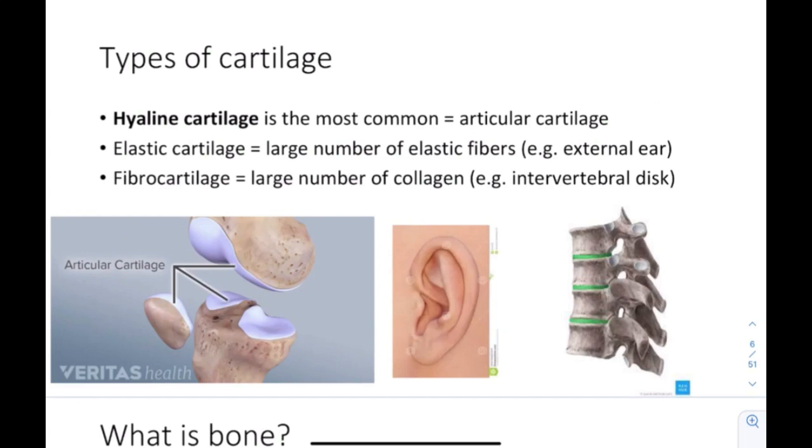Okay, so the types of cartilage include the hyaline cartilage, which is the most common form in the body. It's basically the articular cartilage, so like right here. And there's also another type of cartilage, the elastic cartilage. It has a large number of elastic fibers. For example, the external ear is made up of elastic cartilage. It can stretch. And we also have fibrocartilage, which contains a large number of collagen fibers. This gives the cartilage strength and rigidity, so it can handle weight bearing. An example of this is the intervertebral discs, because there's a lot of weight here in the spine.